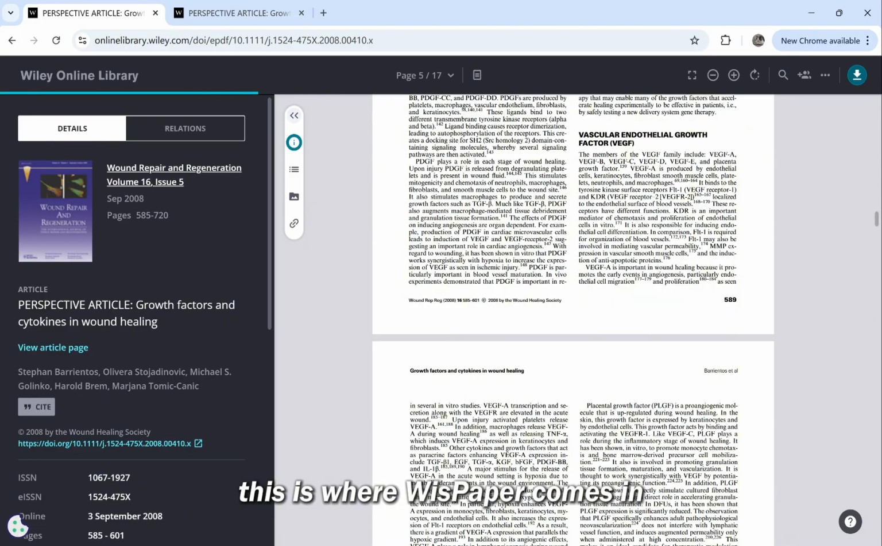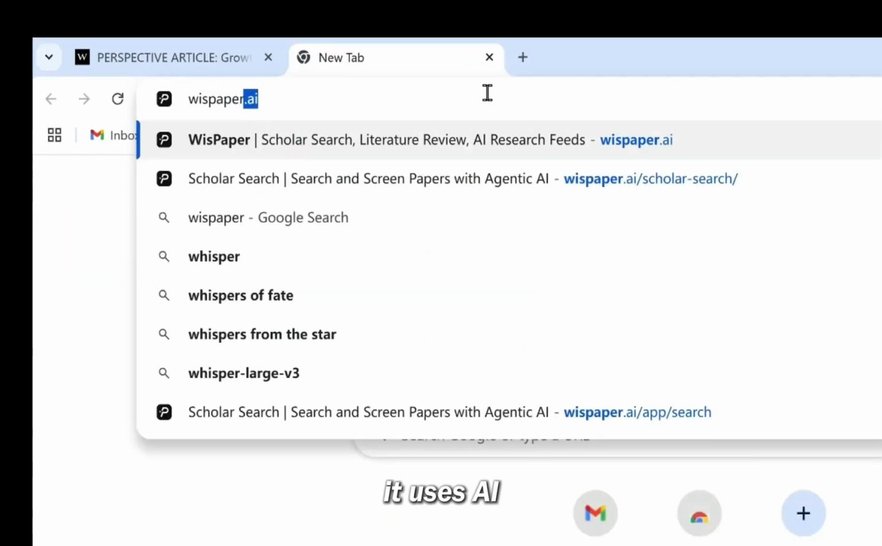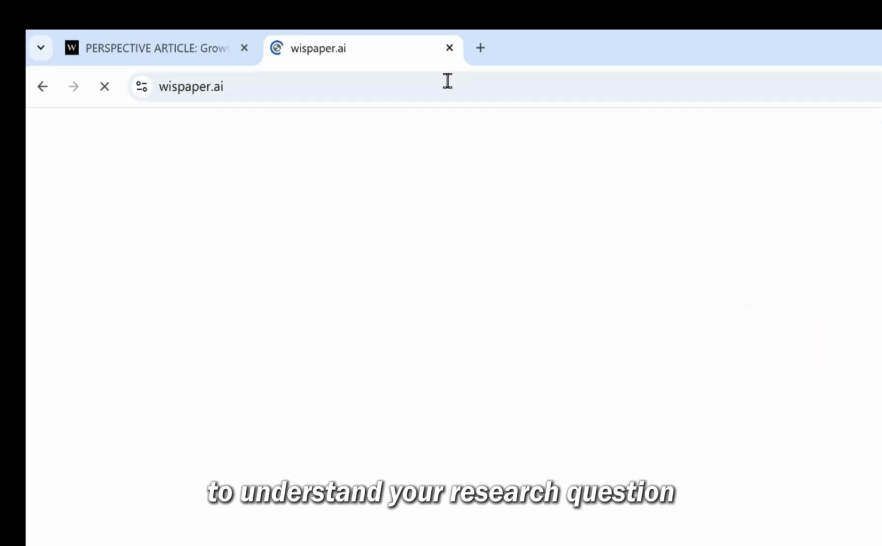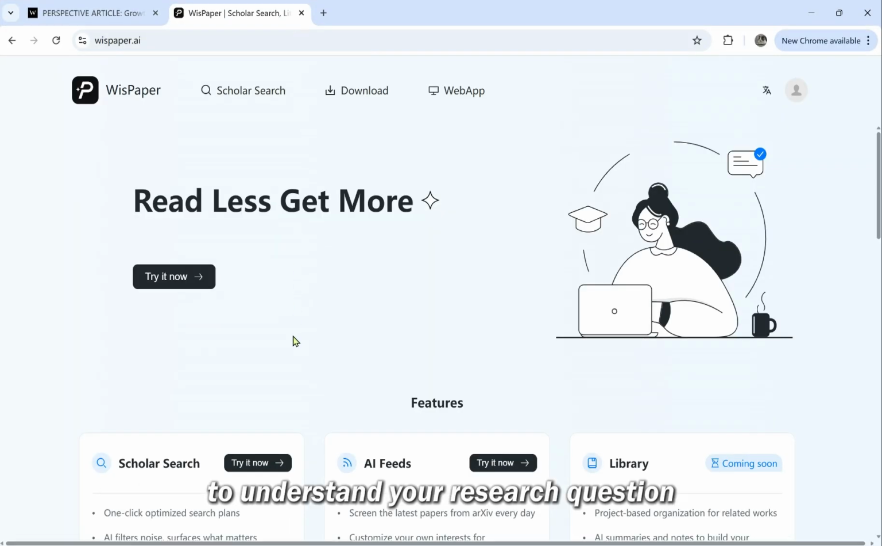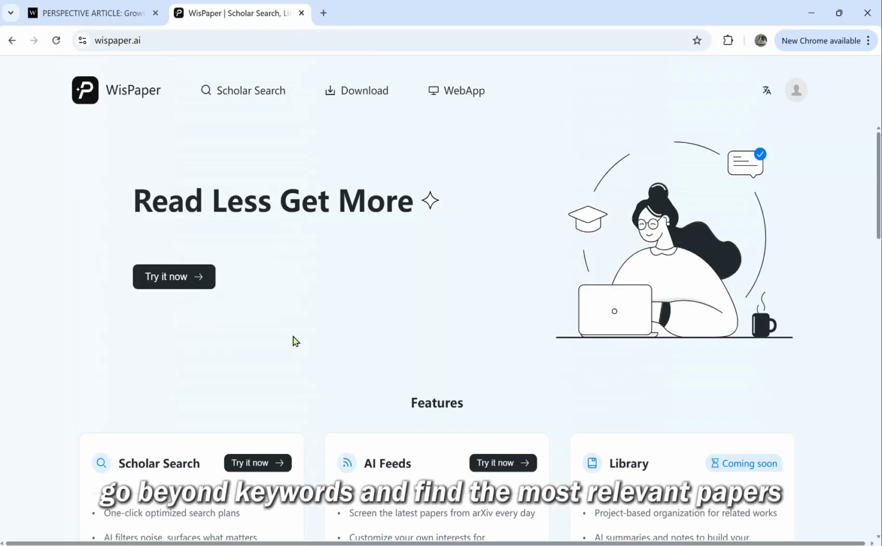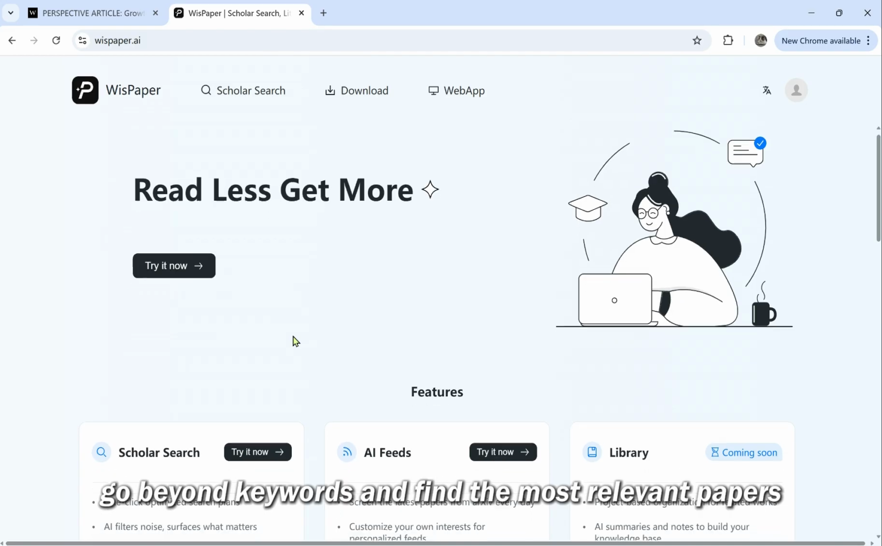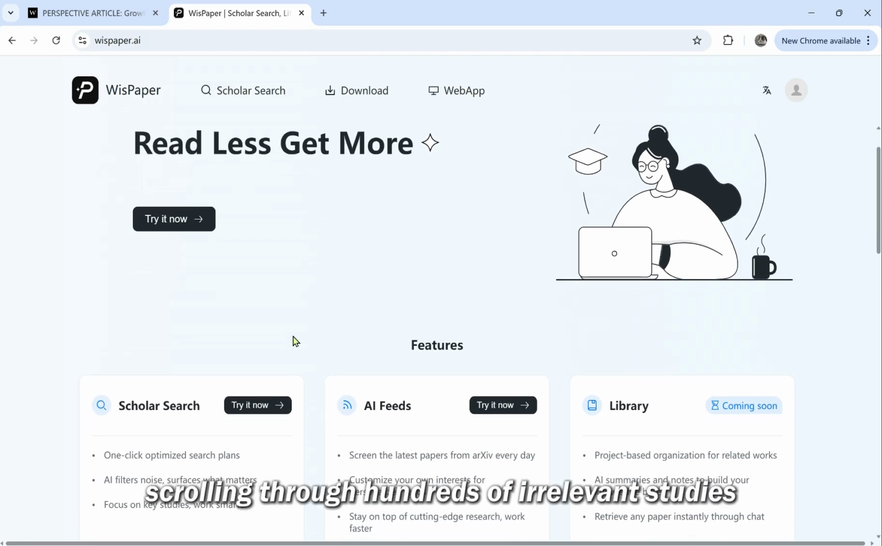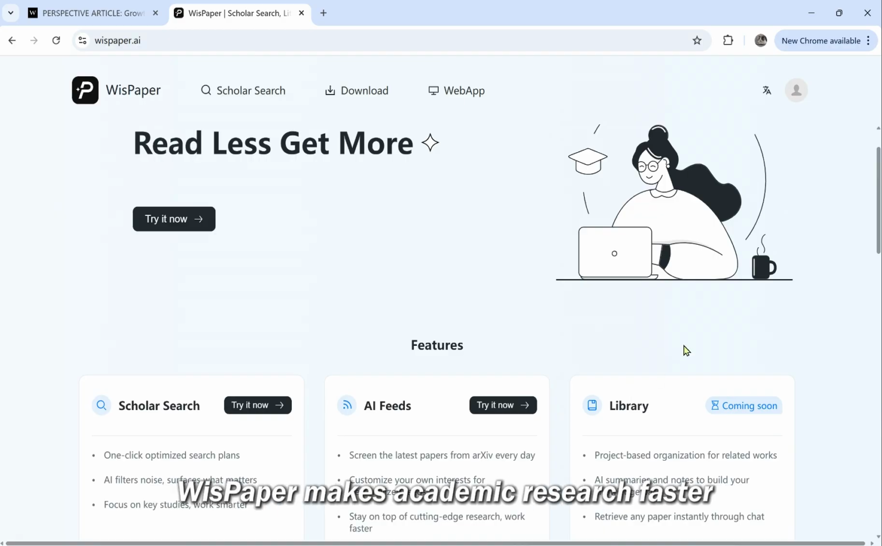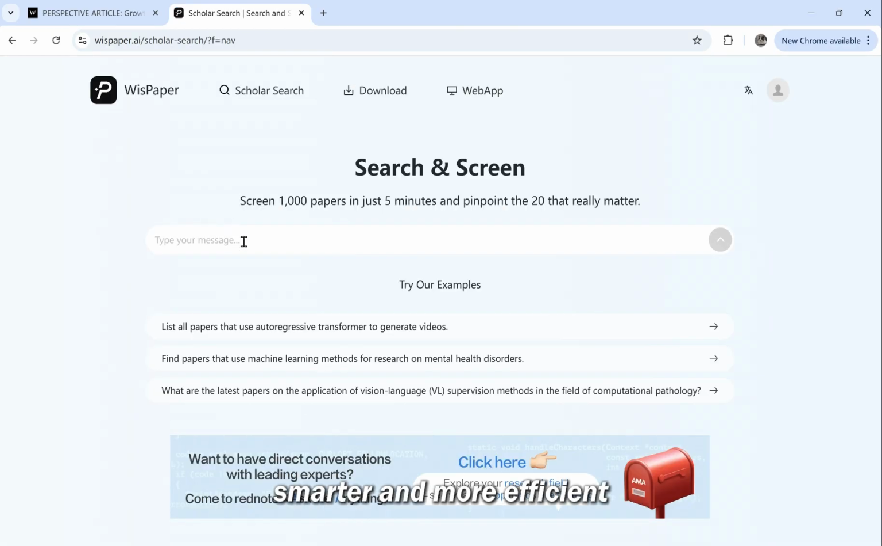This is where WisPaper comes in. It uses AI-powered semantic search to understand your research question, go beyond keywords, and find the most relevant papers. No more scrolling through hundreds of irrelevant studies. WisPaper makes academic research faster, smarter, and more efficient.